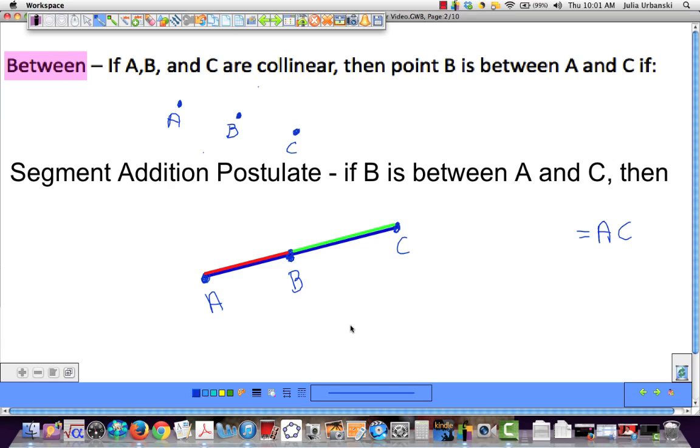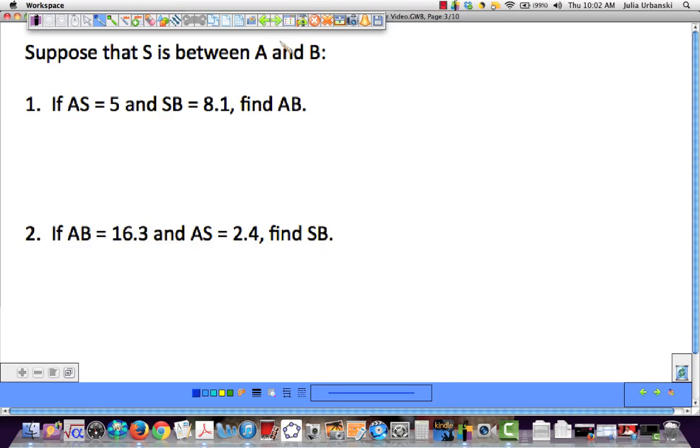Now think about which 2 could be added together. Segment addition means you're adding segments. It's the 2 smaller ones. The red one, AB, plus the other segment on the inside, BC. The 2 segments on the inside equals the longer segment on the outside. AB plus BC equals AC, and that's called the segment addition postulate. So to use it, let's do a couple simple examples here.